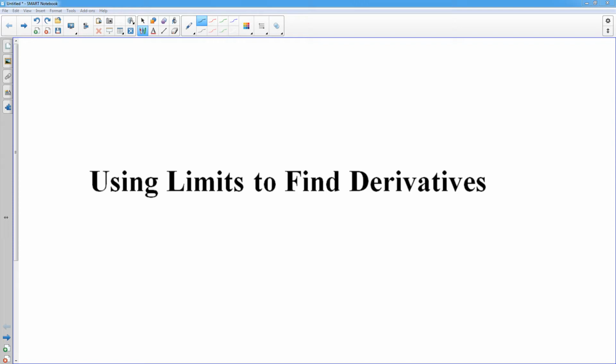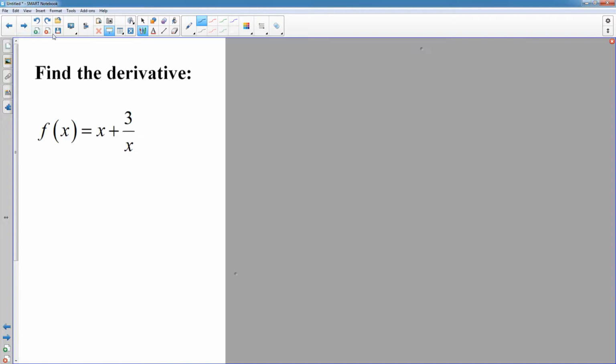All right, I'm going to work two derivative limits problems here. Here's a function. We're simply going to find the derivative. I'm not going to do anything fancy like find the slope at a point or write the equation of a tangent line or anything like that. Just straight up find the derivative. And for the sake of shortening the video, I've pre-done some of it.